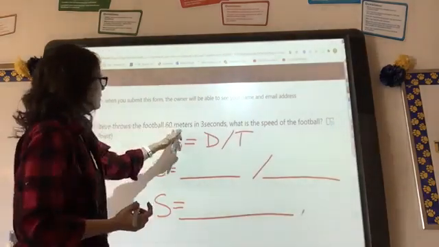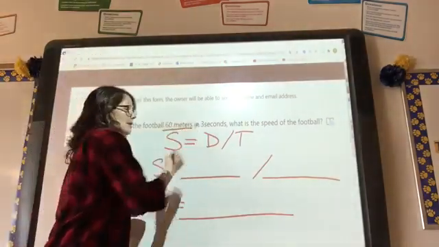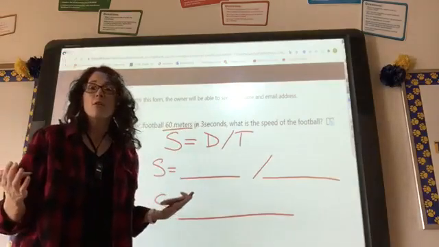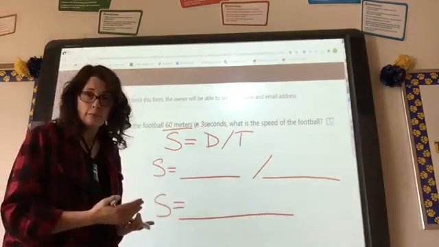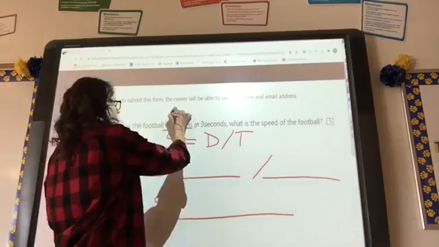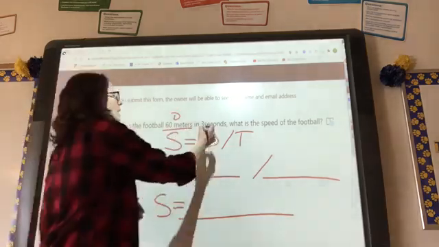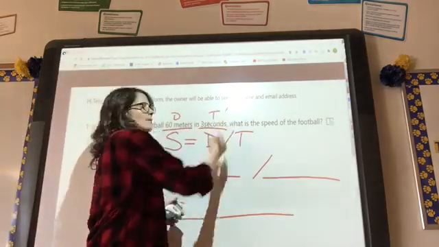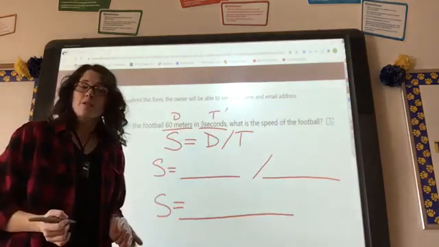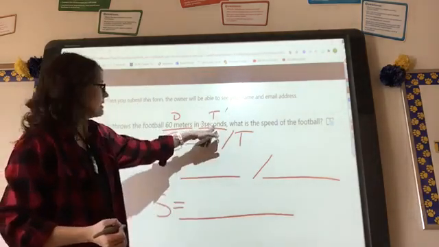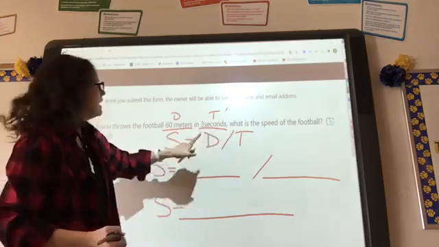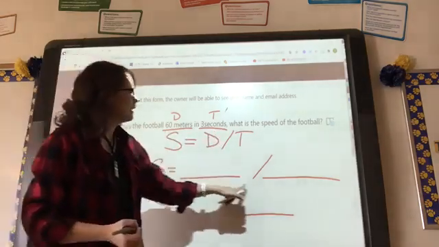So Steve throws a football 60 meters. 60 meters is going to be our distance because meter is a unit of measurement for distance. So I'm going to put a D above that after I underline it. Here we've got 3 seconds. Seconds is a unit of measurement for time. So that's how we know that's time, okay? Now we've got to bring them in here and put them in our formula.